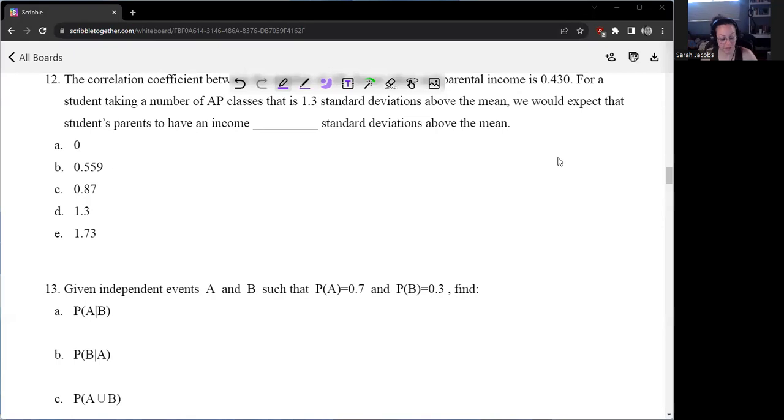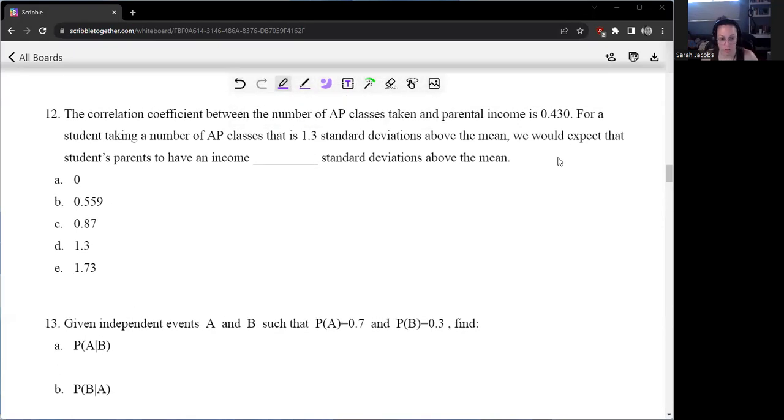All right. Here we go with part 2 of the unit review. So, starting with question 12, it says the correlation coefficient between the number of AP classes taken and parental income is 0.430. So this is our R.